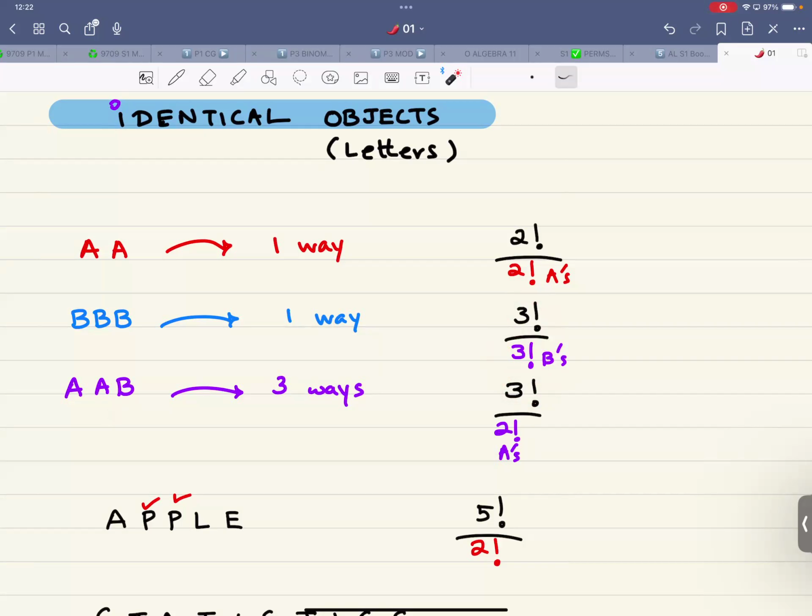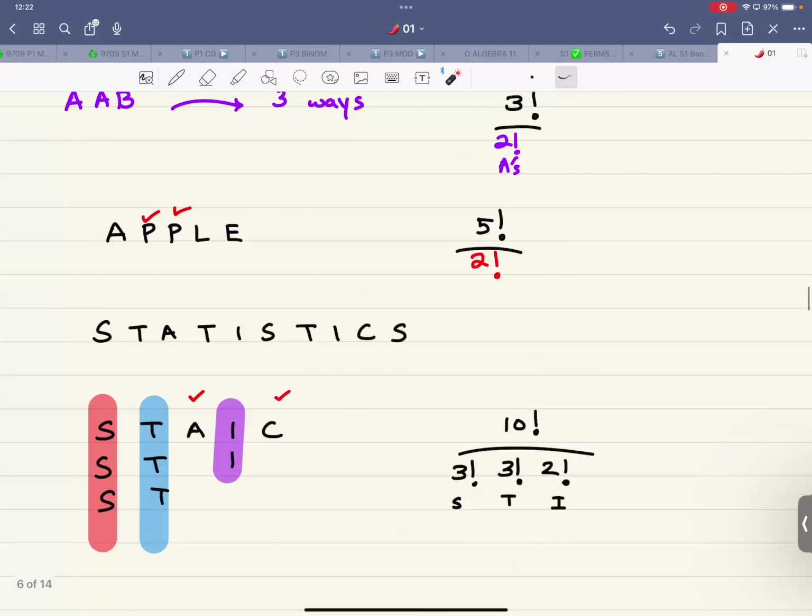Now let's proceed. Something like this, APPLE, 5 factorial divided by 2 P's, that's 2 factorial. STATISTICS, so you separate it out. 3 identical letter S, 3 identical letter T, 2 identical I's. This is without restriction.